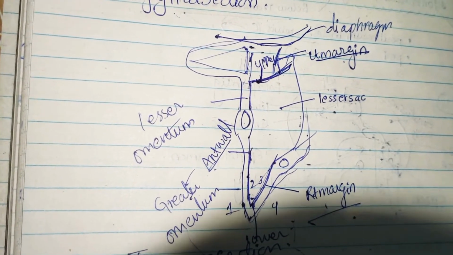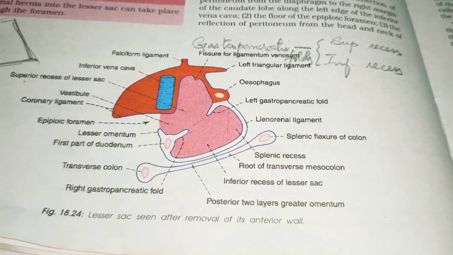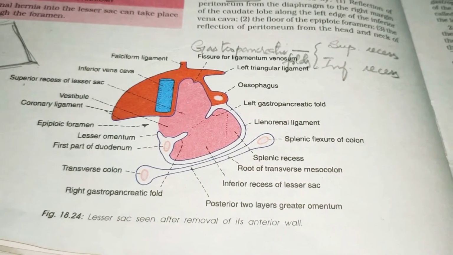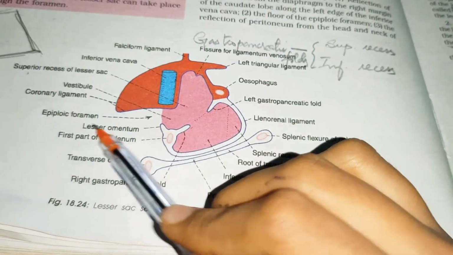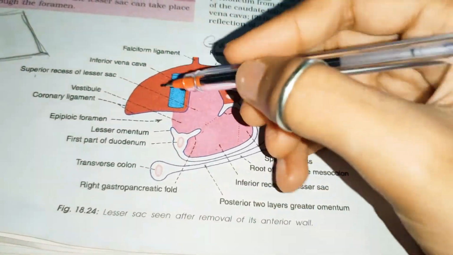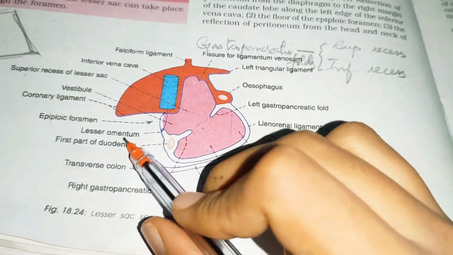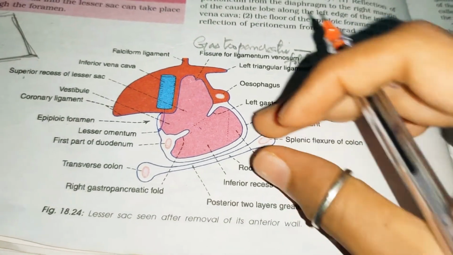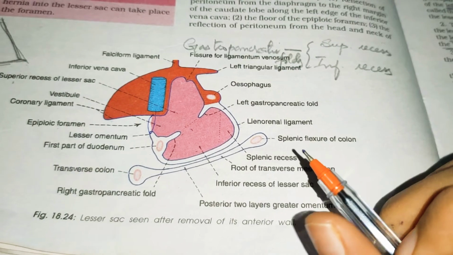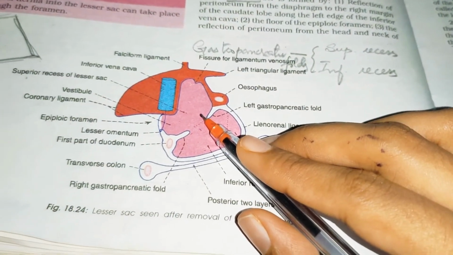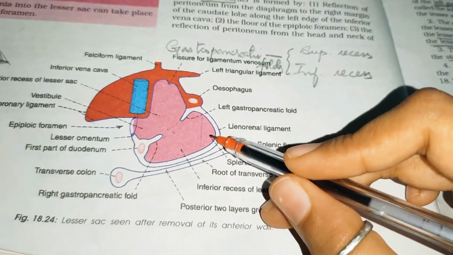Now let us see what the subdivisions of the lesser sac are. For the subdivisions, we need to switch to this diagram. Before seeing the subdivisions, let us understand this diagram first. Here this is the lesser sac and this is the greater sac. In between you can see the epiploic foramen. So between the lesser and greater sac you have the epiploic foramen, and you know that the lesser sac is in turn divided into recesses. One is the superior recess of the lesser sac, this is the inferior recess, and one more is the splenic recess, which is near the spleen.